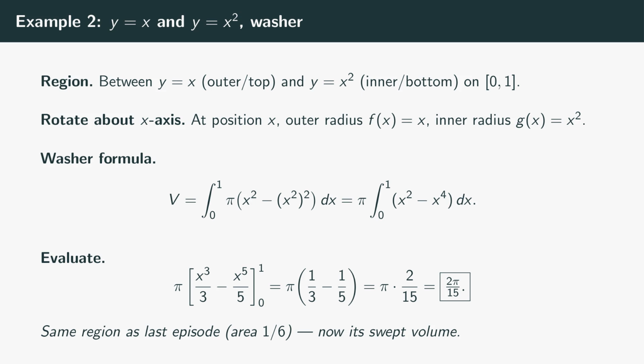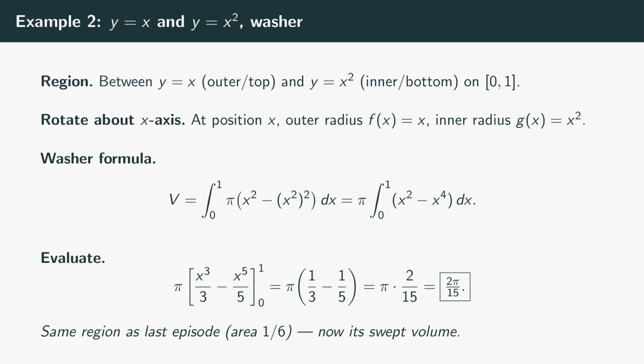At position x in the interval from 0 to 1, the cross-section is a washer. Outer radius f of x equals x, so f of x squared equals x squared. Inner radius g of x equals x squared. So g of x squared equals x squared squared, which is x to the fourth. The washer's area is pi times the quantity x squared minus x to the fourth.